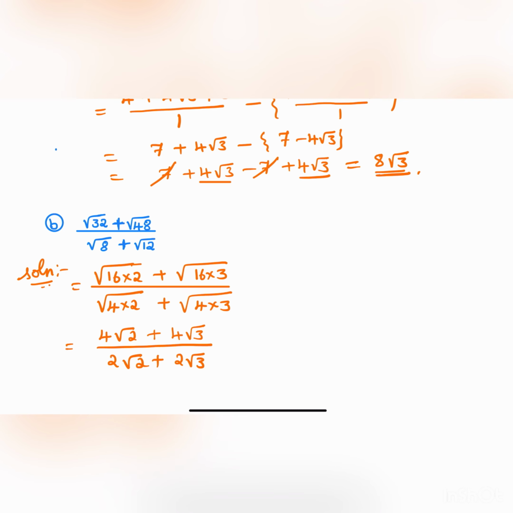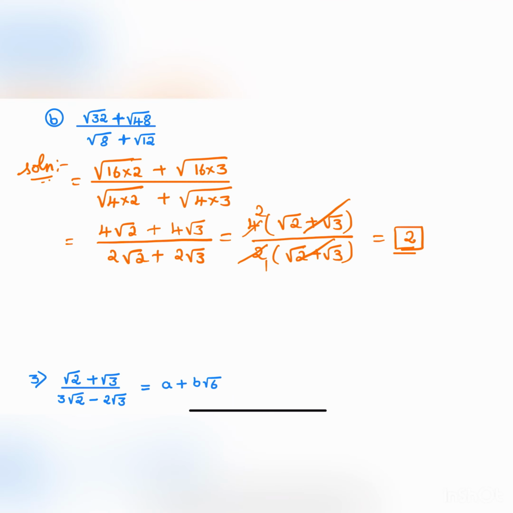And after further division, we can take out the common factor here. 4 is the common factor. Root 2 plus root 3 divided by 2 into root 2 plus root 3. And we can cancel root 2 plus root 3 by root 2 plus root 3. Then 2 1s are 2, 2 2s are 2. So the answer is 2. This is our answer. Let us go for the next one.